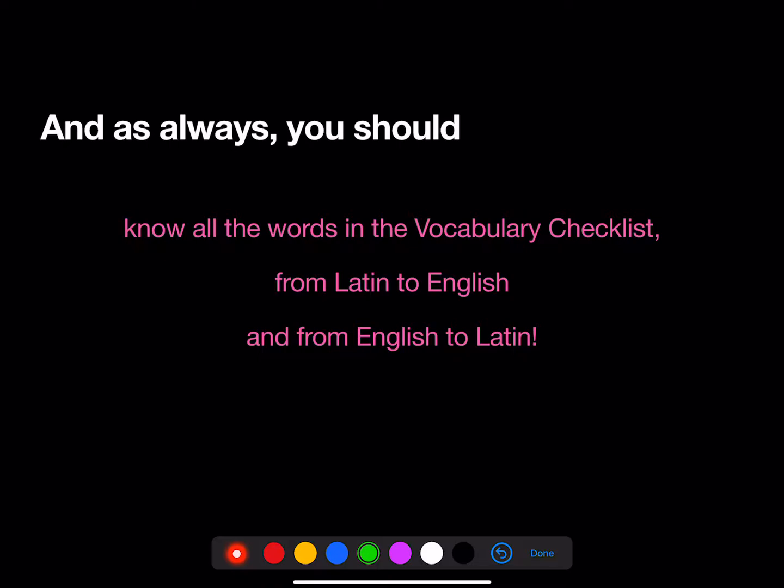As always, you should know all the words in the Stage 15 vocab checklist, both from Latin to English and from English to Latin.